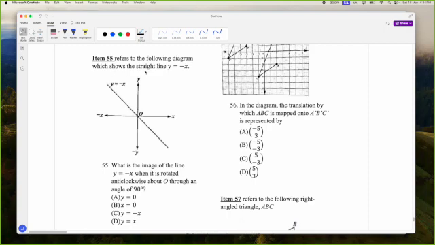So number 55 again refers to the following diagram which shows the straight line y is equal to negative x. What is the image of the line y is equal to negative x when it is rotated anti-clockwise about 90 degrees? We got this question last time, but it was the other way around. All right, you'll get the line y is equal to x.